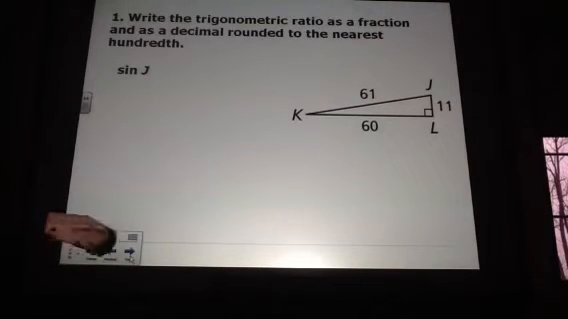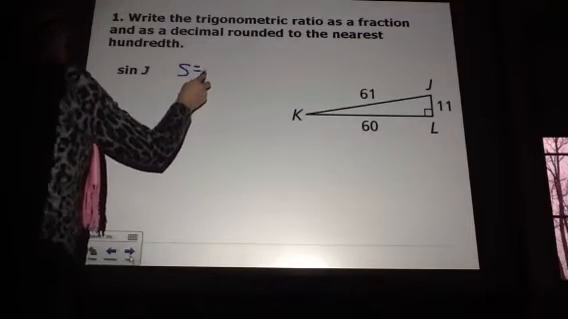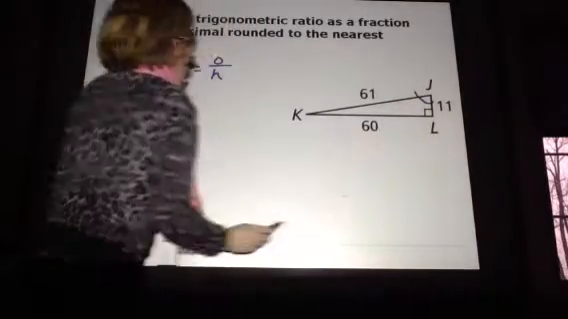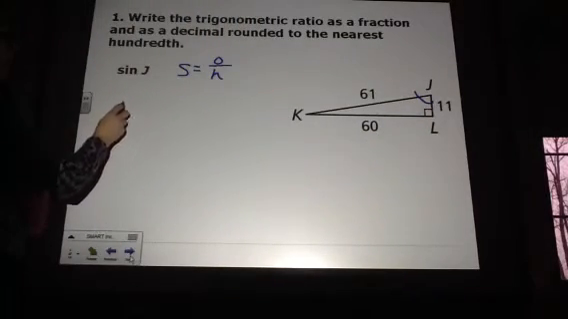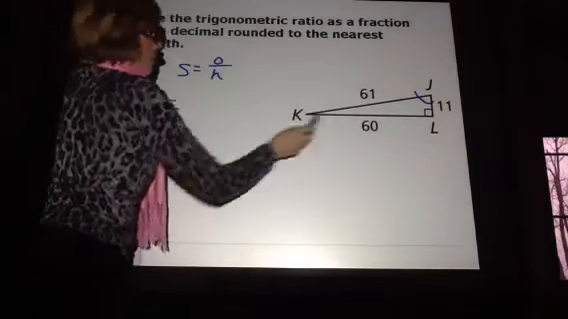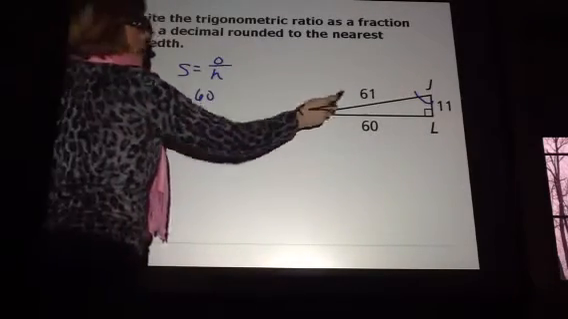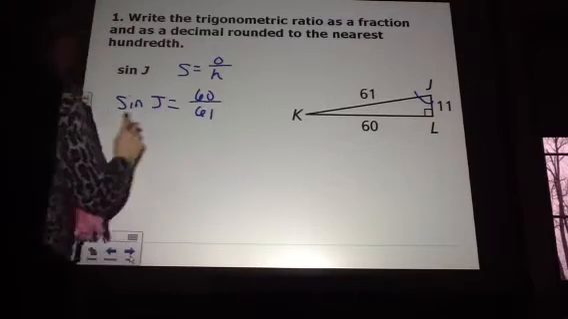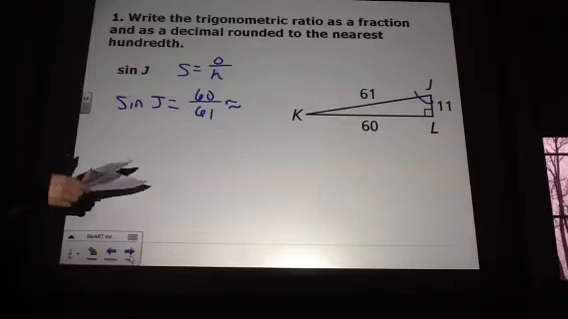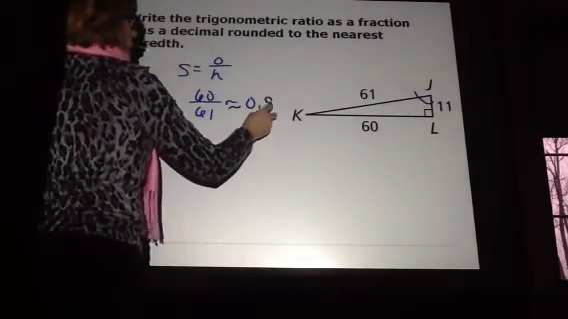Okay, so let's look at this. The sine of J. Alright, so sine is opposite over hypotenuse. Here's angle J. So the sine of J, opposite is 60. Hypotenuse of this right triangle is 61. Okay, round to the nearest hundredth. 60 divided by 61 is going to give you approximately 0.98.